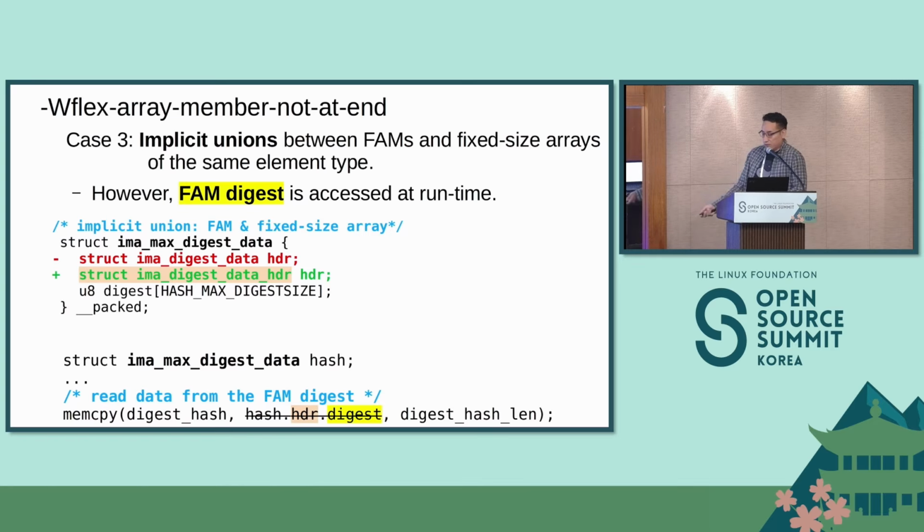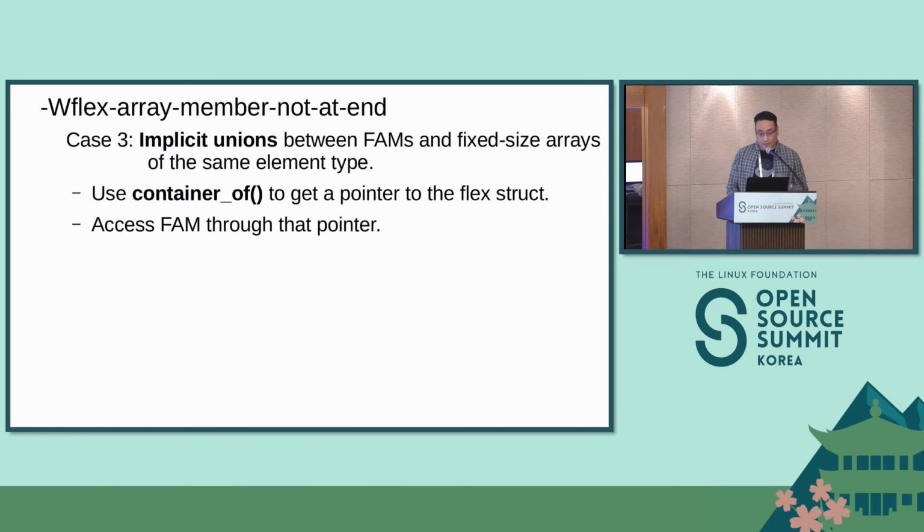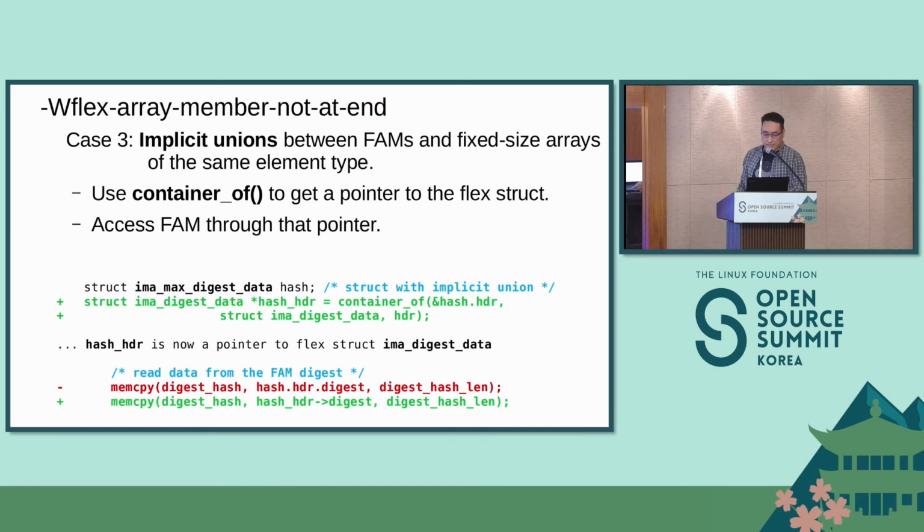We need to modify this code to allow this memcpy to access the flexible array member that right now isn't there. Okay, so how can we do this? We can use container_of. If we use container_of, we are going to get a pointer to the flexible structure, and through that pointer, we can access the flexible array member that we had previously left out of the equation. So that's the trick. This is how this works.